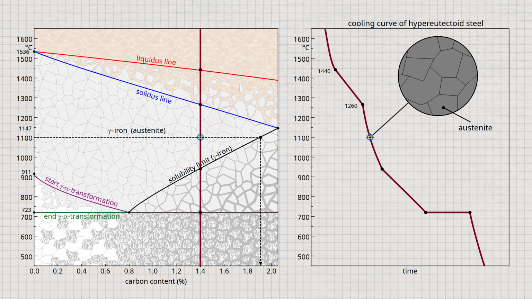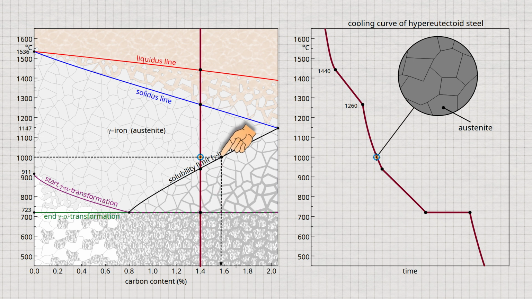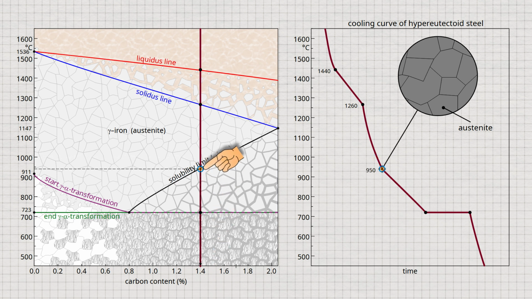On further cooling to 1100 degrees Celsius, the austenite can dissolve a maximum of 1.9% carbon. However, as the considered steel contains only 1.4% carbon, the carbon is initially completely soluble. As cooling progresses, the solubility decreases. At 1000 degrees Celsius, the solubility has already decreased to about 1.6%. When the state point finally reaches the solubility limit at about 950 degrees Celsius, the austenite can dissolve as much carbon in the lattice as the steel has.